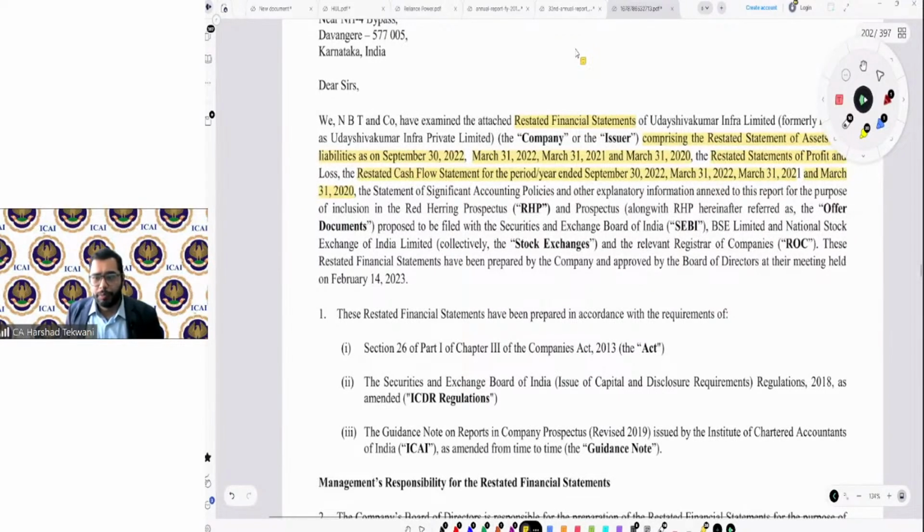Clear? Any doubt? Thank you, Purvi. No requirement of rectification. These are the restated financial statements, so you are again issuing the opinion on the restated financial statement. So there is no rectification as such required, I think, if you are asking about this one.